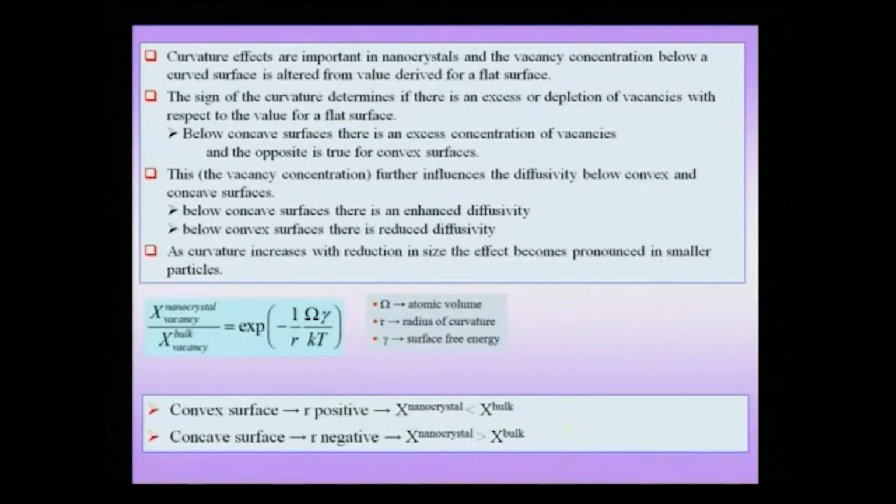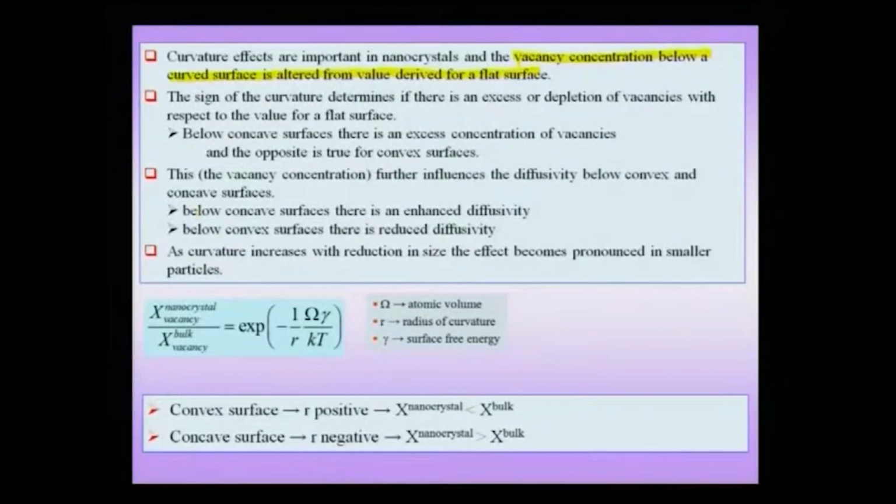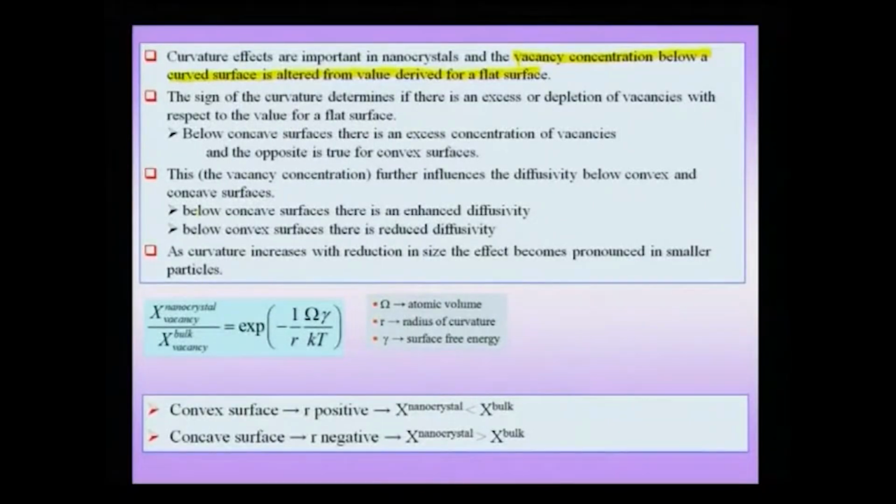Now, curvature effects, as we have known, are important in nanocrystals, and the vacancy concentration below a curved surface is altered from the value which we assumed for a bulk crystal. That means if you have a flat crystal, the vacancy concentration below it can be given by a formula like this, n bulk by n. But suppose I take into account the curvature effects, then the vacancy concentration can be altered with respect to the bulk. An extreme example is that when you make the crystal very small, the crystal can spontaneously become free of vacancies. But before we go to that, we will deal with the curvature dependence of vacancies.